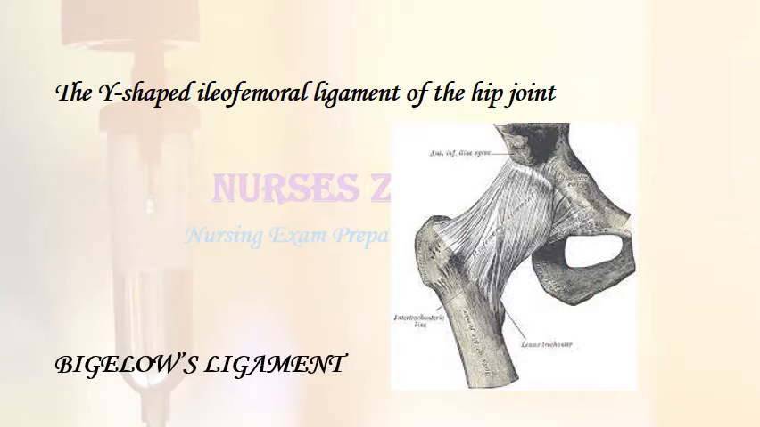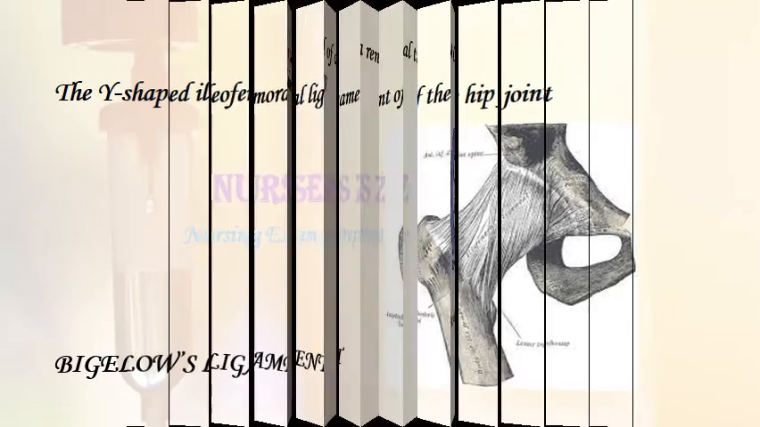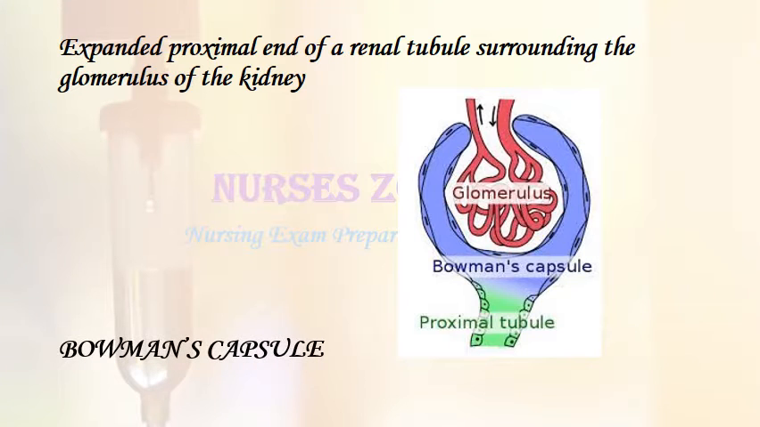The Y-shaped iliofemoral ligament of the hip joint: Bigelow's ligament. Expanded proximal end of a renal tubule surrounding the glomerulus of the kidney: Bowman's capsule.